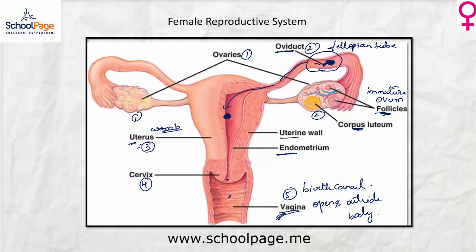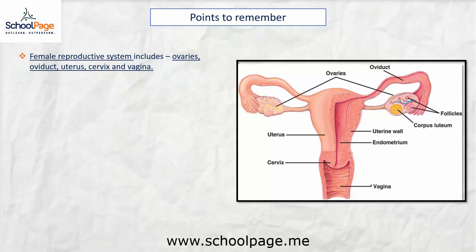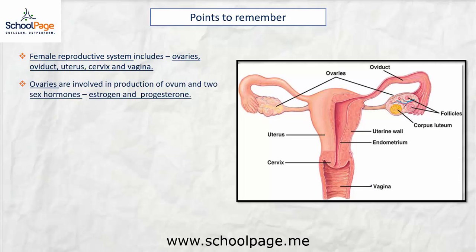Now let us have a quick recap of the important points. So the female reproductive system of humans include ovaries, oviduct, uterus, cervix and vagina. Ovaries are the prime organs of reproduction. It is because they produce ovum, the female sex cells. And along with this, they also produce two sex hormones called estrogen and progesterone, which are involved in the sexual development of female's body.